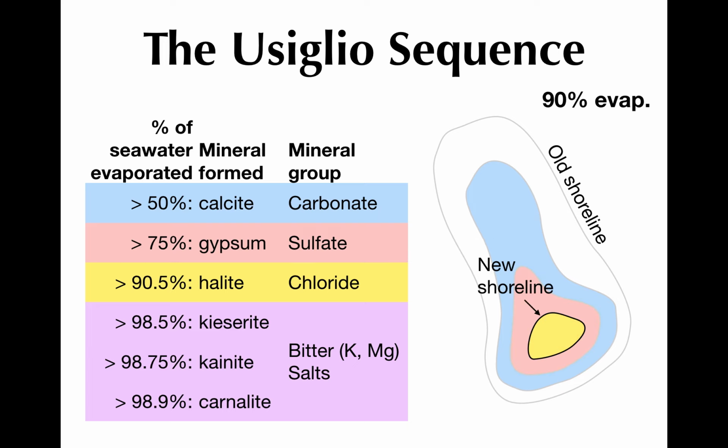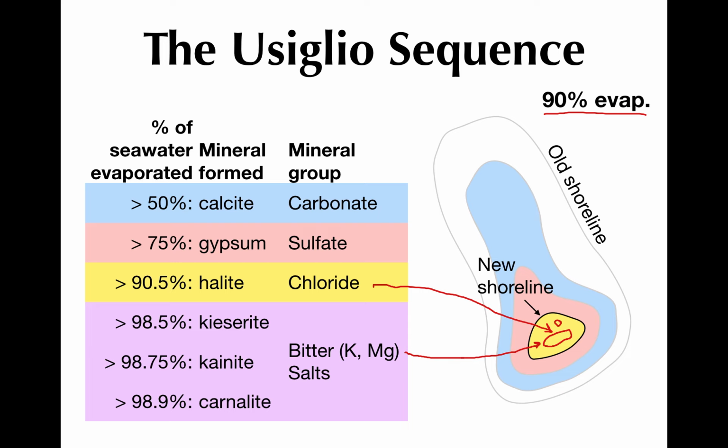If we evaporate it even more, so that now we're at 90% evaporation, we've shrunk the lake even further, so the new shoreline is here and the lake is much smaller, and it's in this small pool that's remaining where we can deposit chloride minerals like halite. And if we shrink it even further, we might get just isolated brine pools or bittern pools where we can precipitate these other minerals.